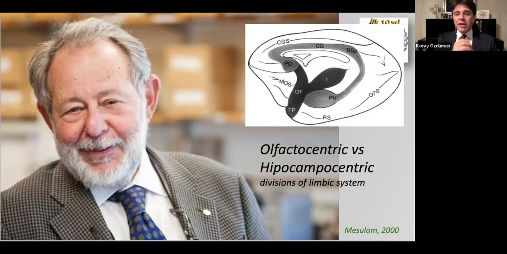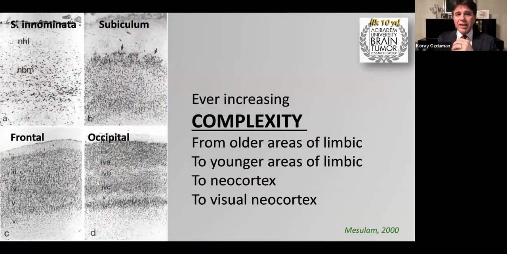He also described a second part, the hippocampus-centric portion of the limbic system. This second part, although it is connected to the olfactocentric part, was working on its own to develop new memories. And based on these, Marcel Mesulam also looked at the histology of these portions. He quickly realized that there were some phylogenetically older portions of the limbic system, and there were also some newer portions of the limbic system.